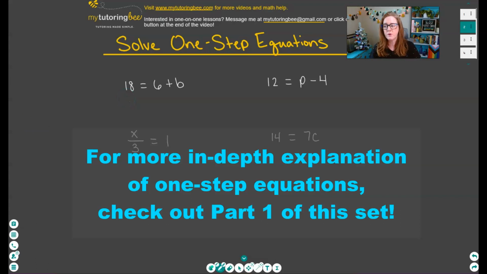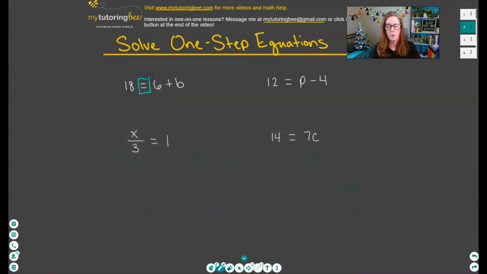Same thing, whenever we have an equal sign, what that means is whatever is on this side is the same as whatever is on this side. So they can be switched, it means the same thing. What we really want to focus on is, again, that variable, and then what's happening to that variable. So here 6 is being added to b, so in order to undo, we want to subtract 6. Remember to do it on both sides of the equation.